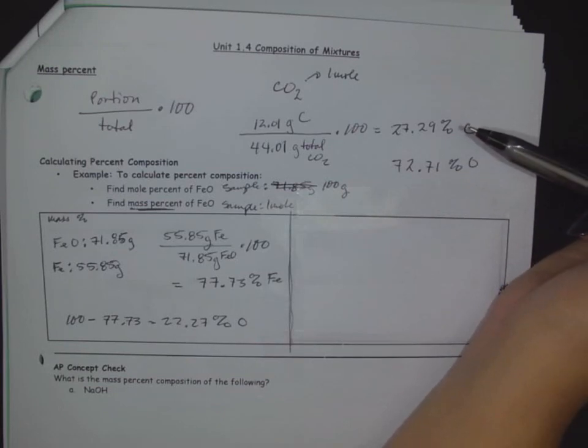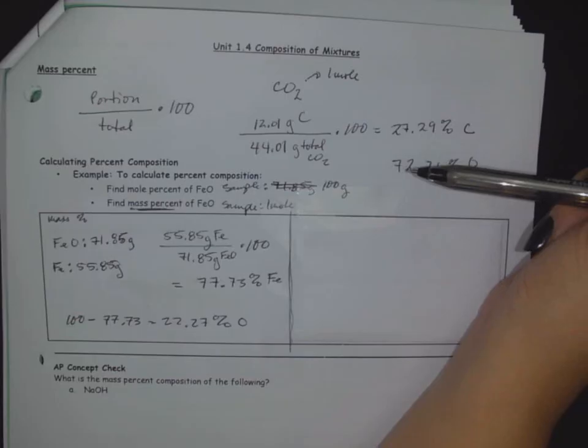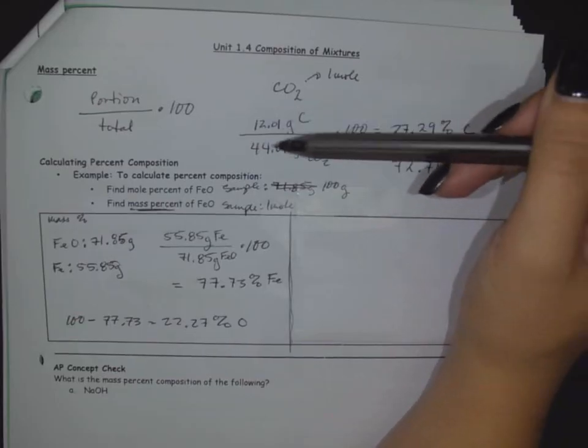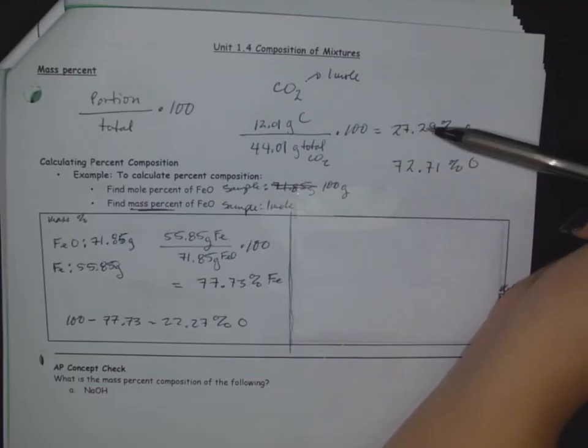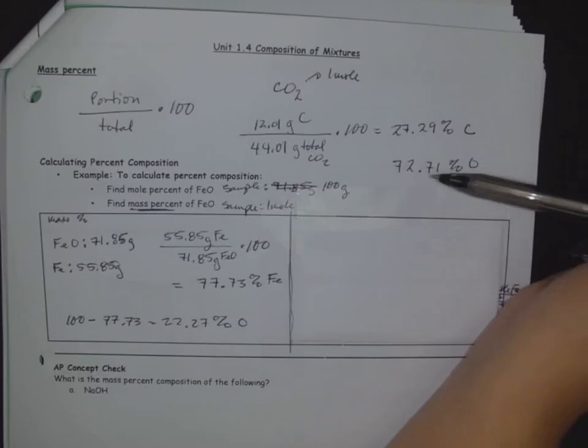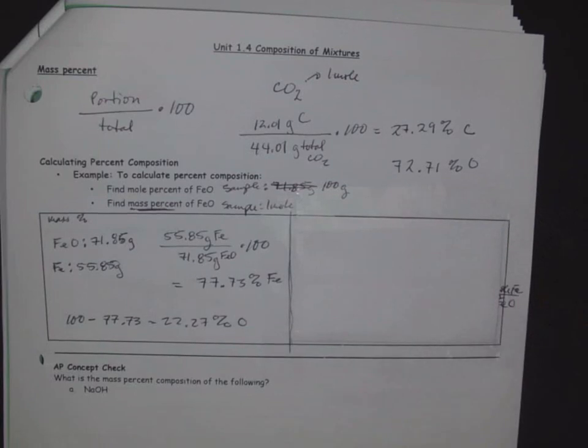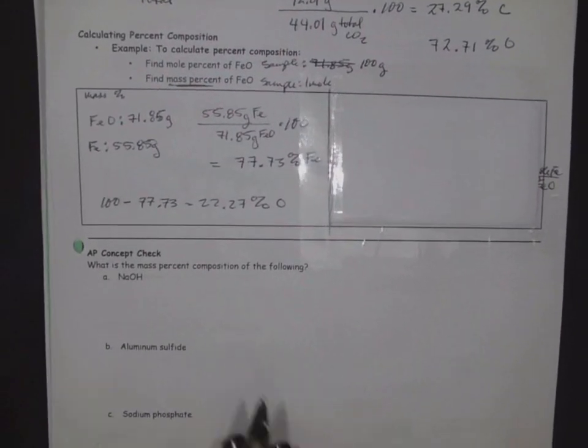Great. Now, our total consists of just 2 things, carbon and oxygen. And if 27.29% is the carbon, then the remaining percentage must be the oxygen. So instead of doing this all again for oxygen, we can just do 100 minus 27.29% to figure out what the percent is by mass for the oxygen within the sample. Lovely. Now, one more time, but let's try iron oxide.